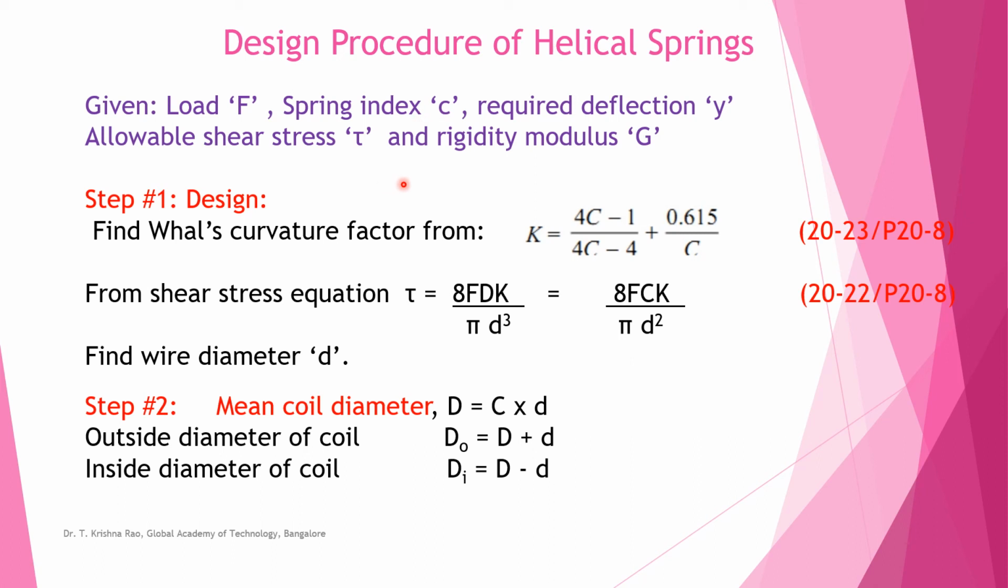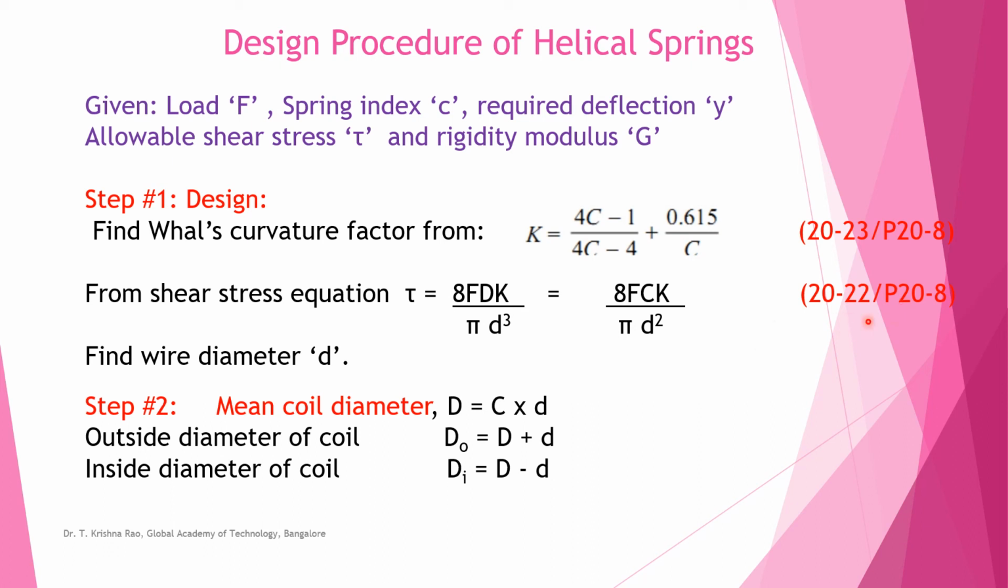There are 7 steps in the design of a helical spring. First and foremost is to find the wire diameter. What is the wire diameter we should use? From the shear stress equation, 8FDK by pi d cubed, if I write D by d as C, I am left with pi d squared in the denominator. So the final equation will be 8FCK by pi d squared.